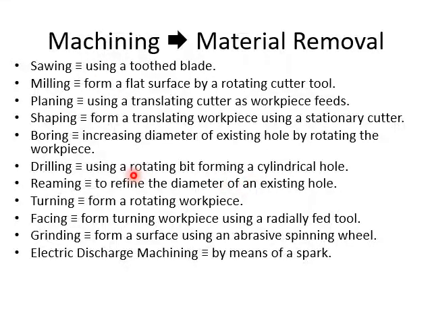Basically, machining is a material removal method. For example, sawing uses a toothed blade; milling forms a flat surface with a rotating cutter tool; planing uses a translating cutter as the workpiece feeds; shaping uses a translating workpiece with a stationary cutter; boring increases the diameter of an existing hole by rotating the workpiece; drilling uses a rotating bit to form a cylindrical hole. Reaming is to refine the diameter of an existing hole.